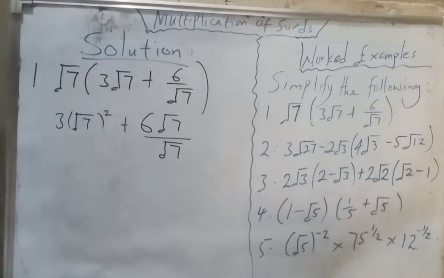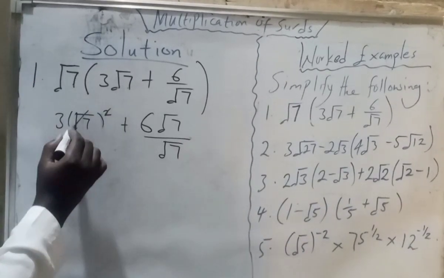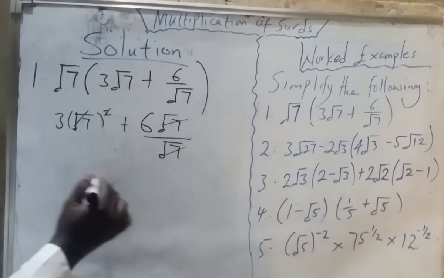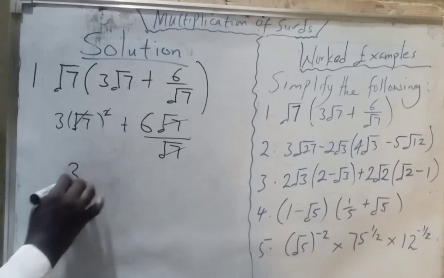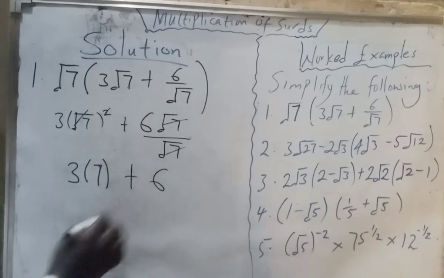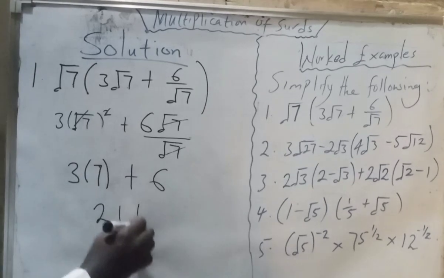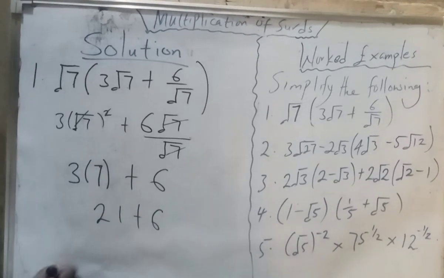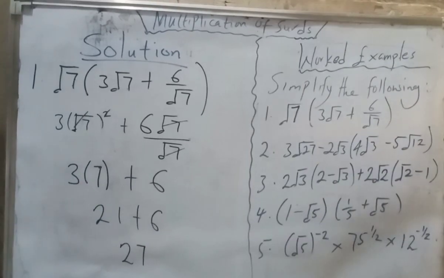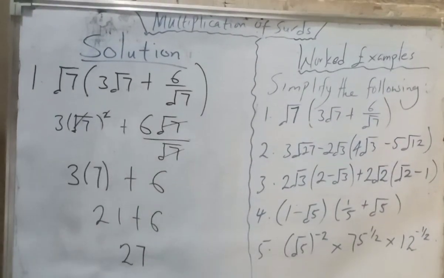Then after this, we can now simplify this. This square will do away with the root, and then this root 7 will also do away with this root 7, leaving 3 multiplied by 7 plus 6. 3 multiplied by 7 will give us 21 plus 6. 21 plus 6 will give us 27. So 27 is the answer to question 1. So we have been able to simplify this.